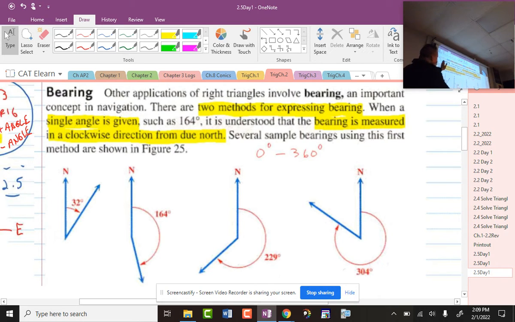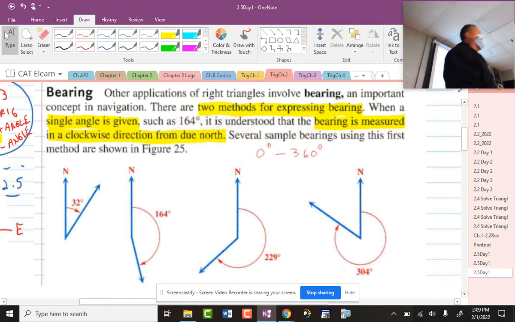Bearings. Okay, so here's one way to do a bearing, and this is for planes, trains, and automobiles.